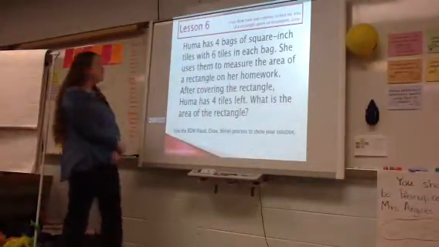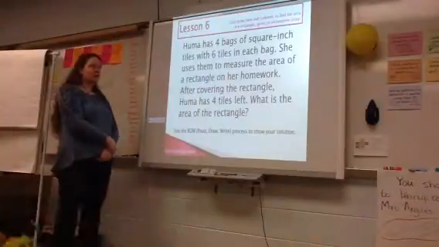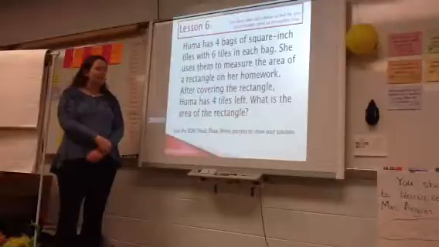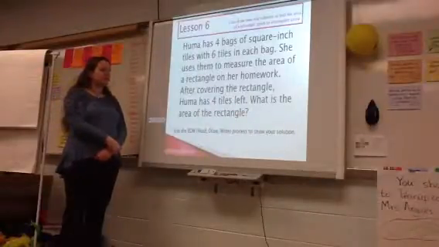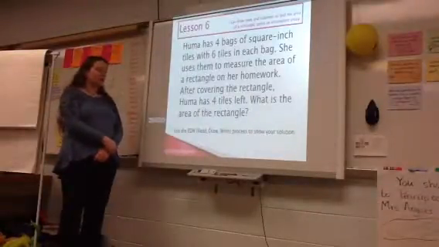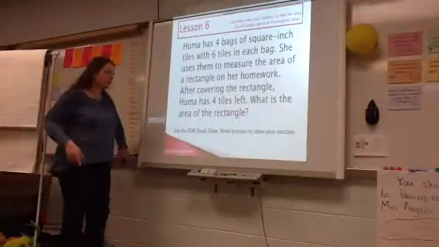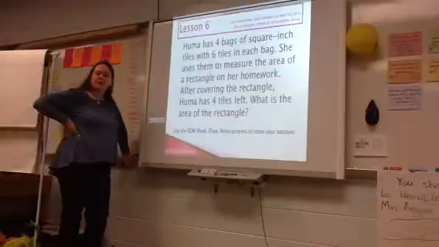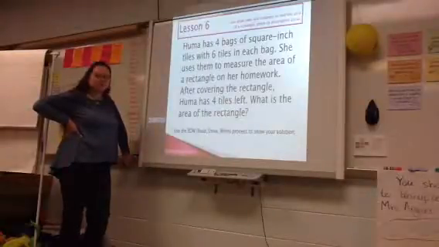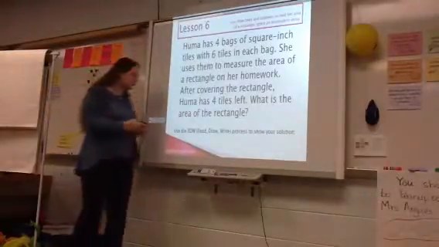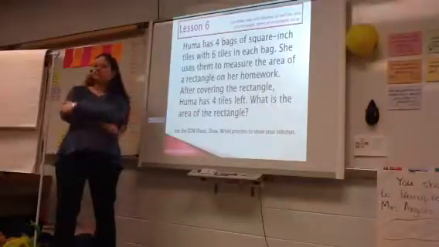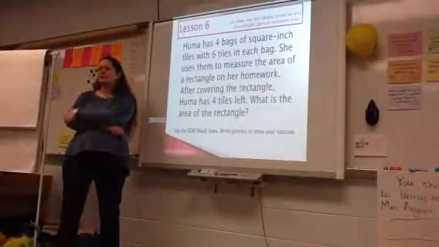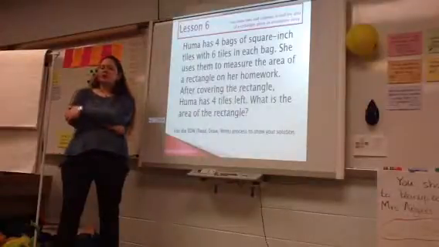All right. Puma has 4 bags of square-inch tiles with 6 tiles in each bag. She uses them to measure the area of a rectangle on her homework. After covering the rectangle, Puma has 4 tiles left. So what is the area of the rectangle? How are we going to solve this? What are you going to do first? Who knows what to do first? Trey, what are you going to do first?